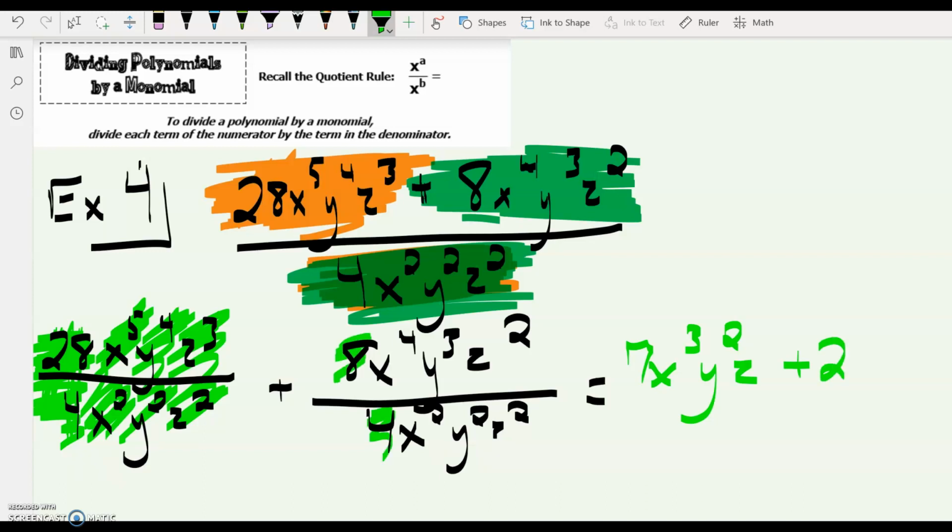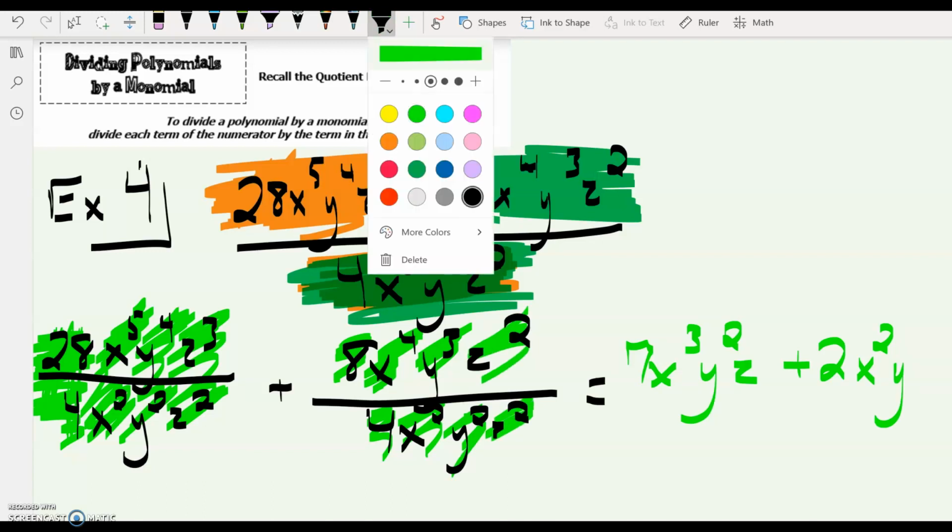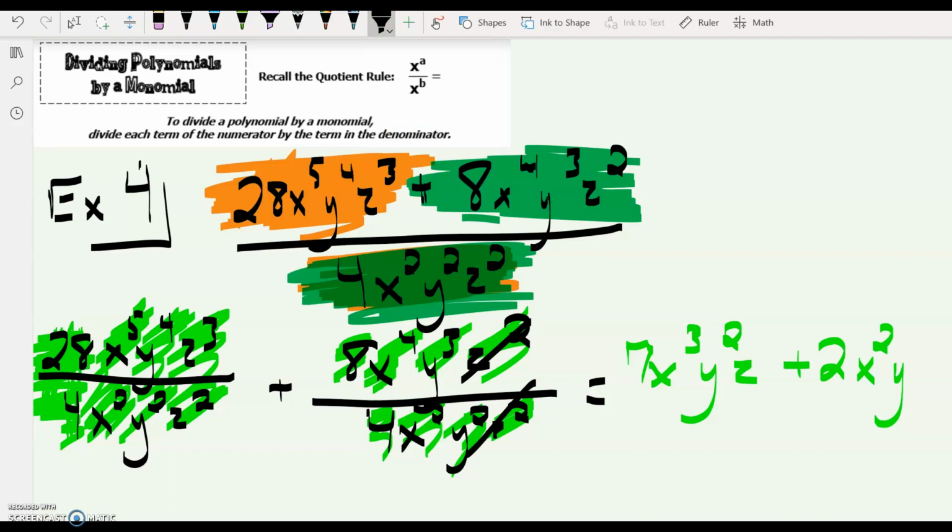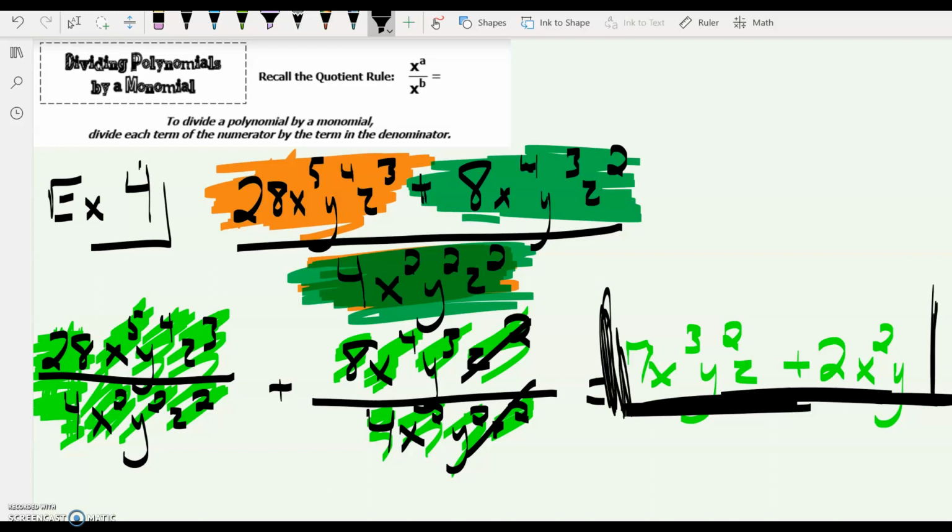Well, that's 2. X to the 4th divided by x squared, well, that's x squared. Y to the 3rd divided by y squared, well, that's just y. And z squared over z squared, well, that's just 1. So we don't have to actually write anything for our z's because those simplify out to be 1. And we cannot combine these terms because they're not like terms. So this is going to end up being our final solution.